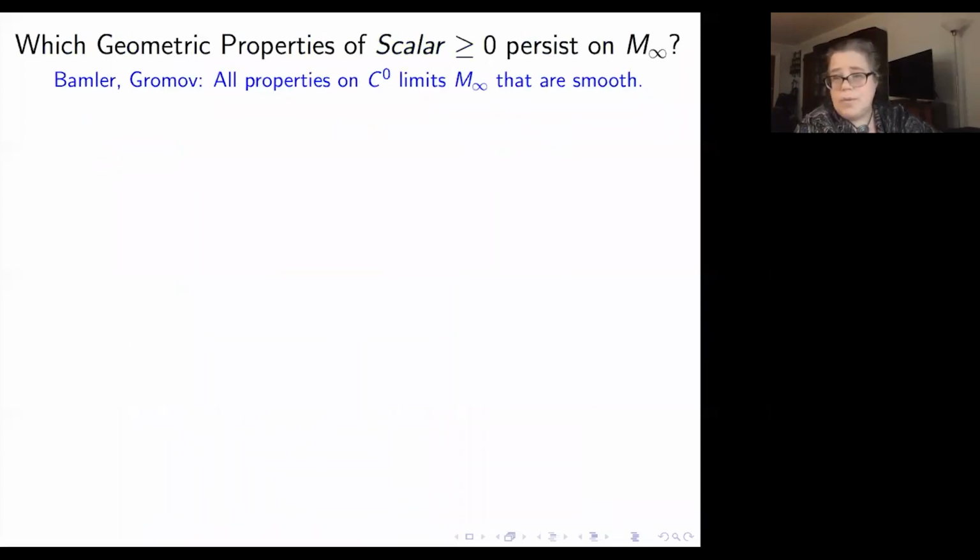So which geometric properties of scalar non-negative persist on M infinity? Well, Bamler and Gromov proved that all properties on C0 limits, M infinity, that are smooth will persist. And the way they prove that is, I won't get into the detail, but they take a C0 limit, and Bamler uses Ricci flow and Gromov uses what's called prism inequalities. And then they show M infinity has certain properties. And then since it was a smooth Riemannian manifold that they're assuming it's smooth, they can show it's a non-negative scalar. And then of course, all properties persist.